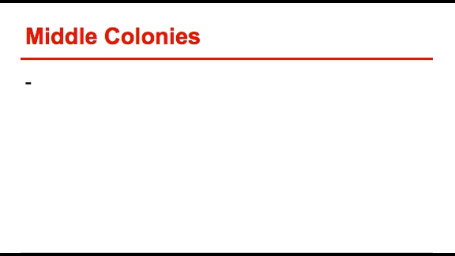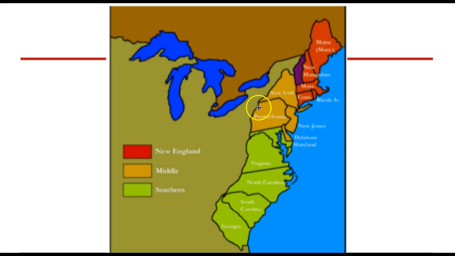Our next region we're going to look at is the Middle Colonies. So this is going to be your new main idea, or key point, I guess I should say, in your Cornell notes. In the Cornell notes, I will tell you what to write, but this region is the one in orange. So that includes New York, Pennsylvania, New Jersey, Delaware.